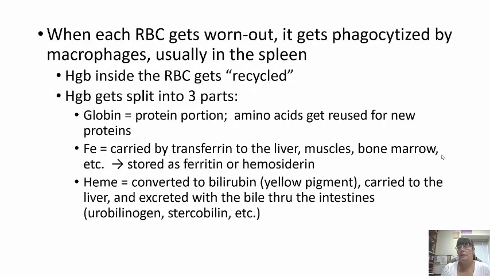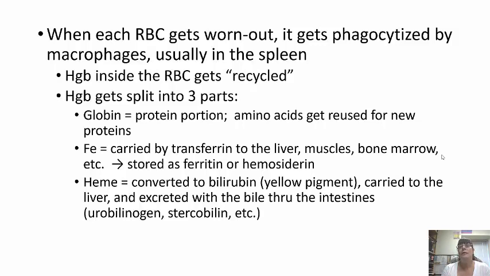When each red blood cell gets worn out, it gets phagocytized by macrophages, usually in the spleen. The spleen is something that we can live without, but we have to be really careful if we do, because if the spleen gets damaged or something, it's going to bleed profusely because of the fact that it's getting rid of these old, worn-out red blood cells. So we can live without it, they can take it out, but we have to be careful about getting sick and things like that.